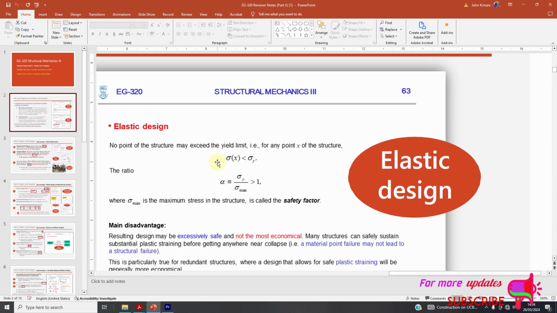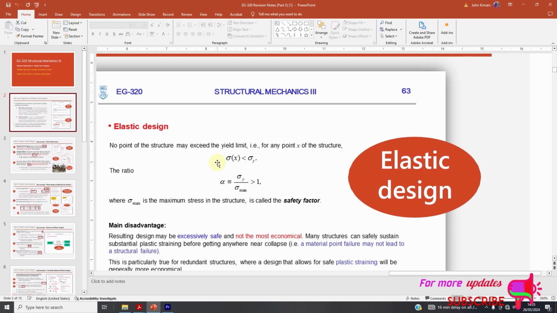So what is the aim and objective of plastic limit analysis? The aim is to understand how structures can fail due to plastic yielding of material. In this module, you will learn which between elastic design and plastic design is a more economical design.